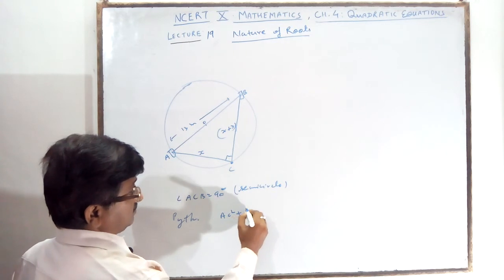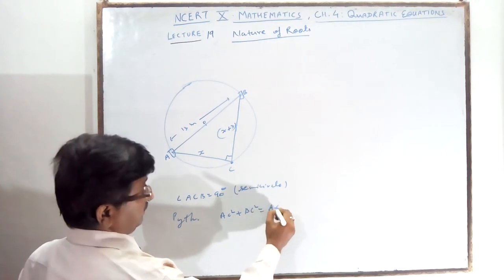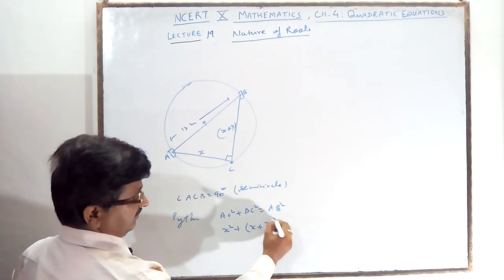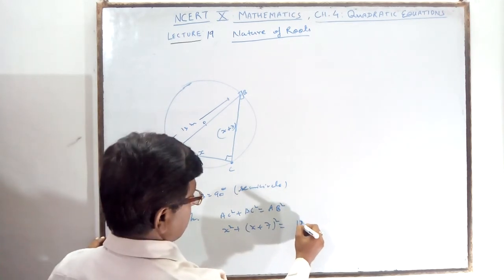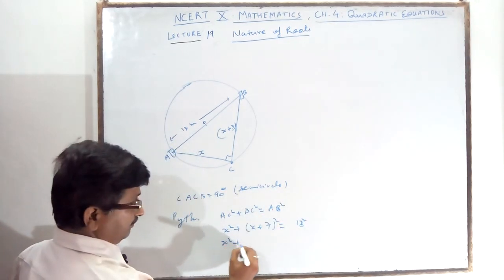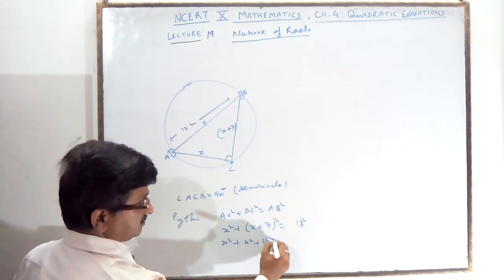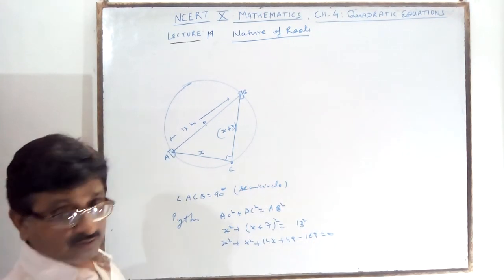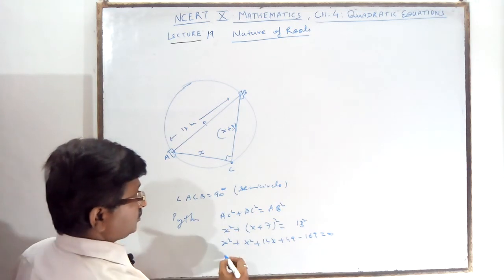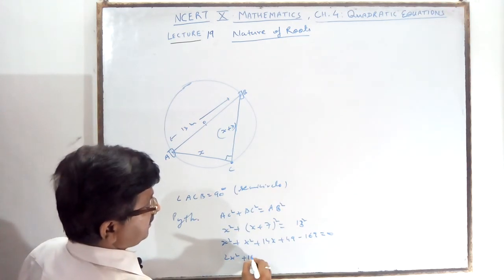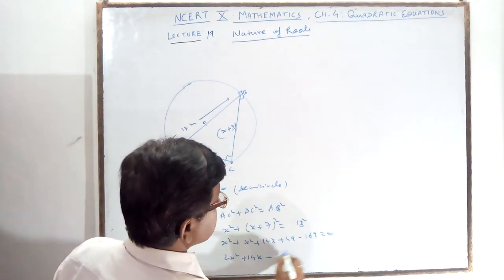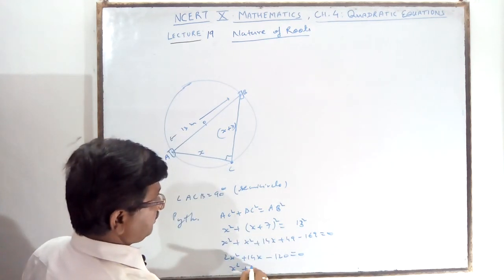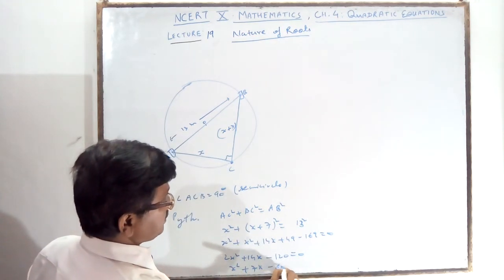By Pythagoras, AC square plus BC square is equal to AB square. You will put the values: x square plus x plus 7 whole square is equal to 13 square. x square plus x square plus 14x plus 49 minus 169 is equal to 0. So 2x square plus 14x minus 120 is equal to 0. You can get x square plus 7x minus 60 is equal to 0.